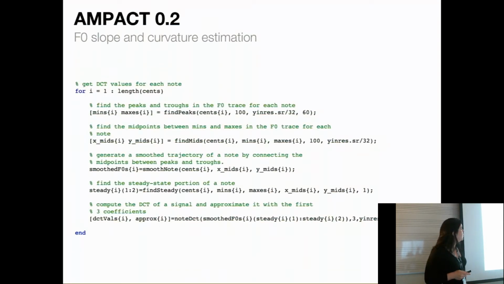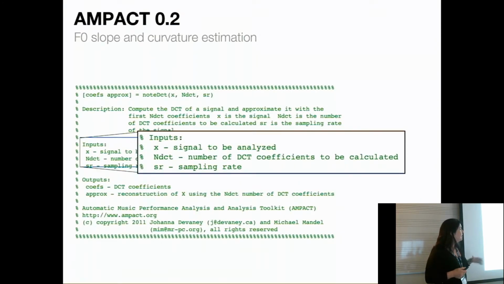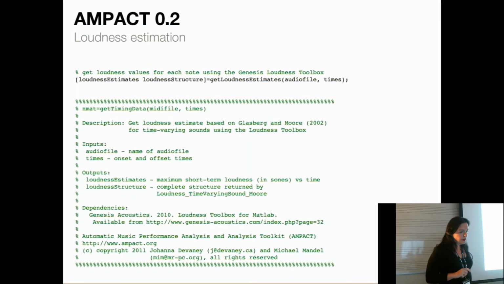And then for doing the slope and curvature, it's inputting the signal, which is the F0 trace, and then the number of coefficients and the sampling rate. And so I've been using what comes back as being, in MATLAB, the second and the third coefficient to be the slope and curvature.